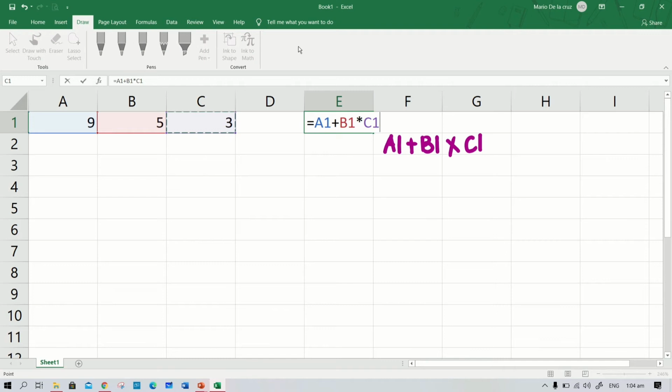So, first and foremost, bago tayo maglagay ng formula is kailangan may equal sign. So, let's now press enter. So, the answer here is 24. So, paano po nangyaring 24 yon?